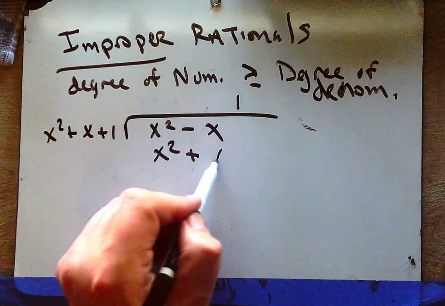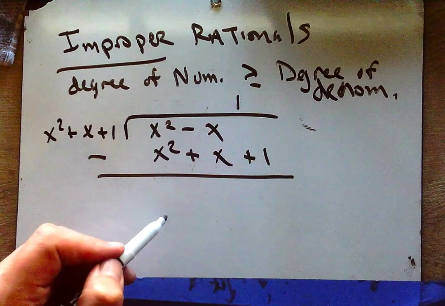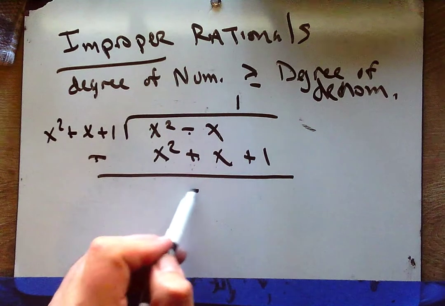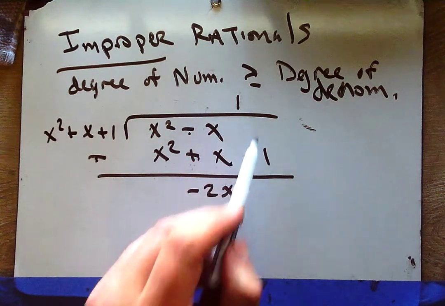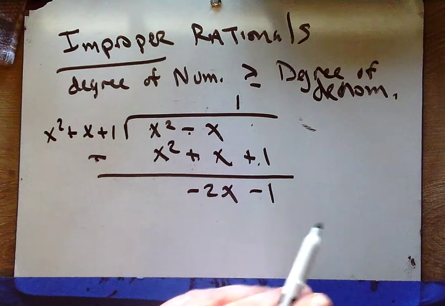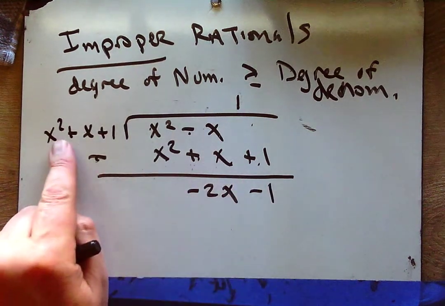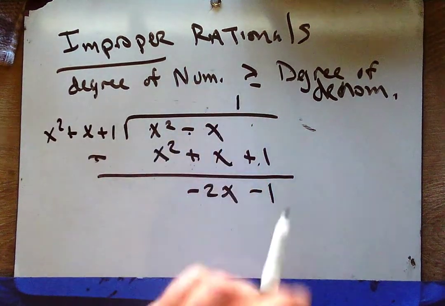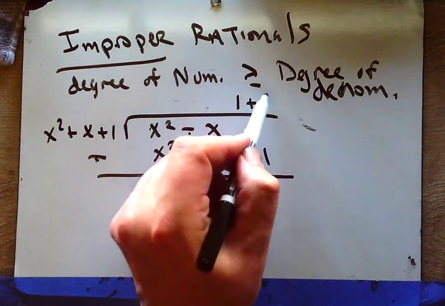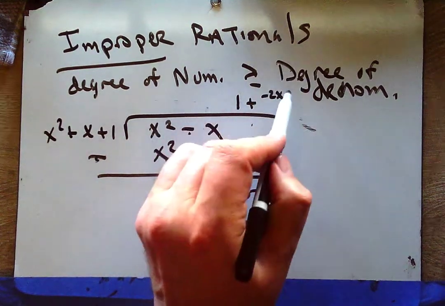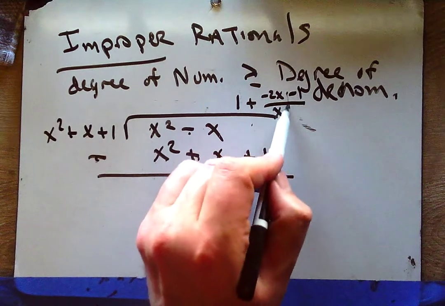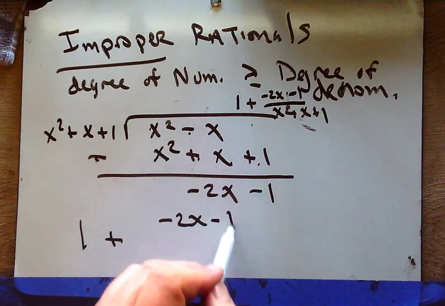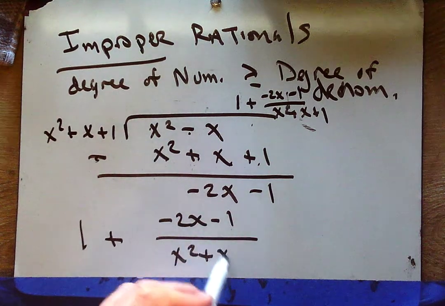So I'm going to have x squared plus x plus 1, and I'm going to subtract. This minus this, they cancel. Negative x minus x is minus 2x. And then 0 minus 1 is negative 1. And so this is my remainder, because I'm not multiplying this by anything to turn it into x. No. So this is done. And so I would have 1 plus the remainder over the divisor: 1 plus negative 2x minus 1 over x squared plus x plus 1.